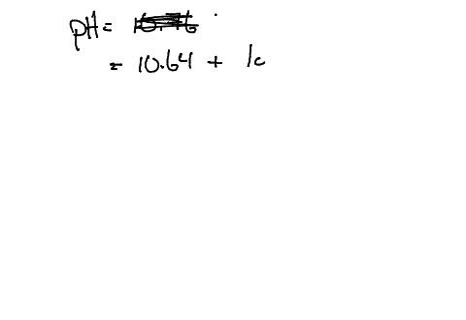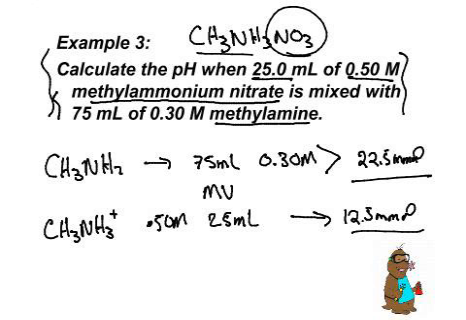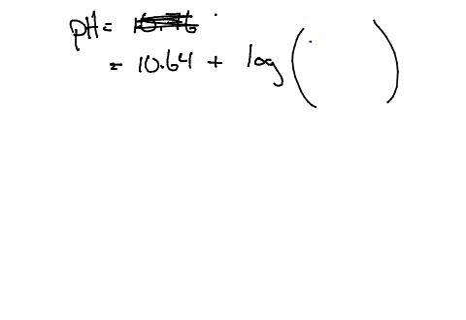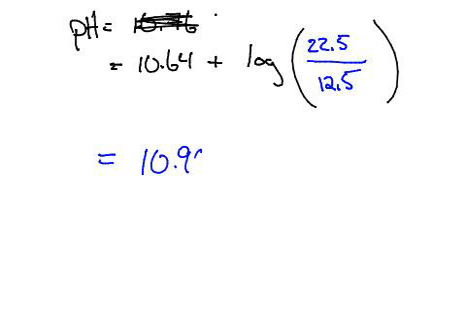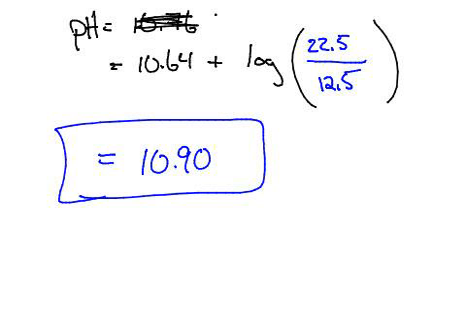10.64 plus the log of the base over the acid. Let's go back and figure out who was the base and who was the acid. The base is the methylamine, and its conjugate acid is the methylammonium. So it'll be 22.5 over 12.5. And that's it, folks. 10.64 plus this log, and you're done. We get 10.90. That's the pH of this solution.